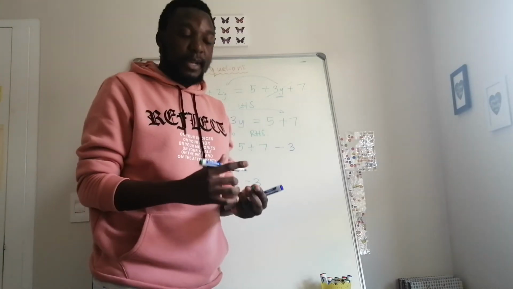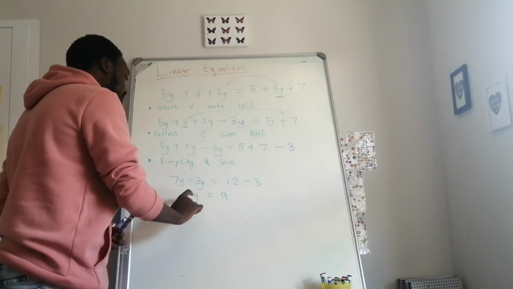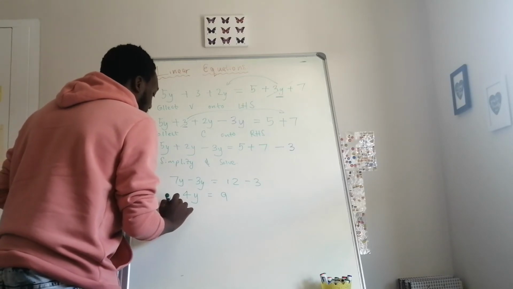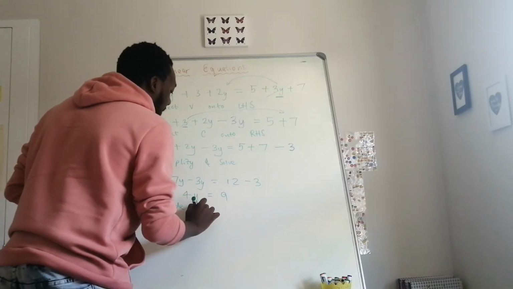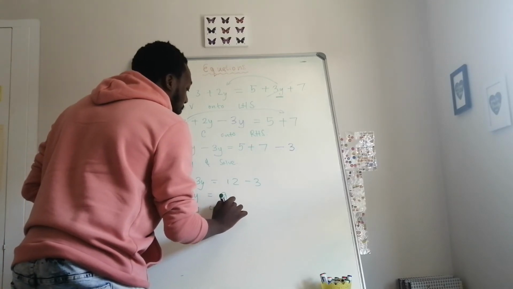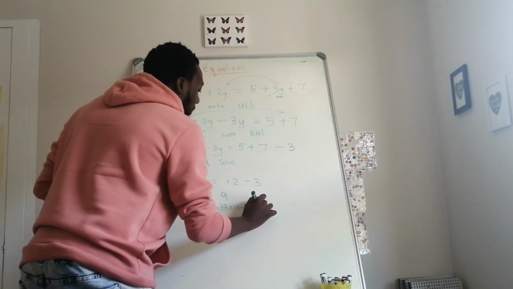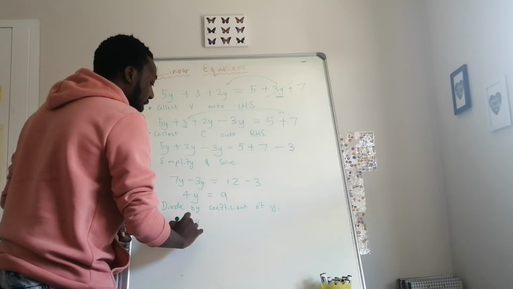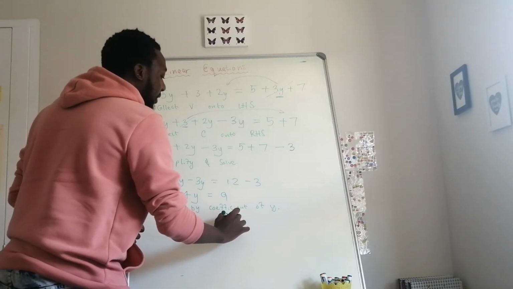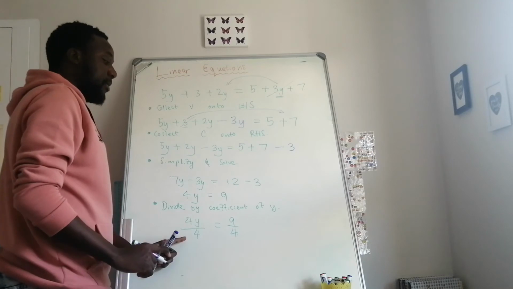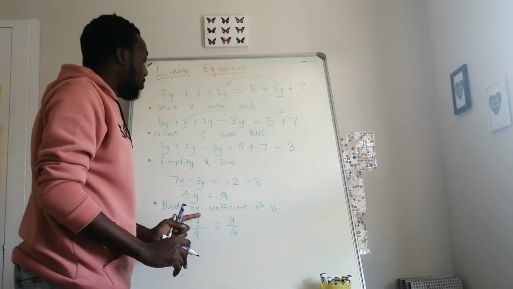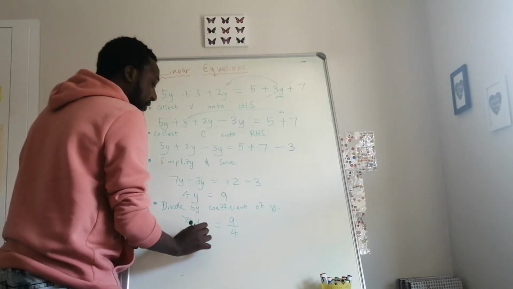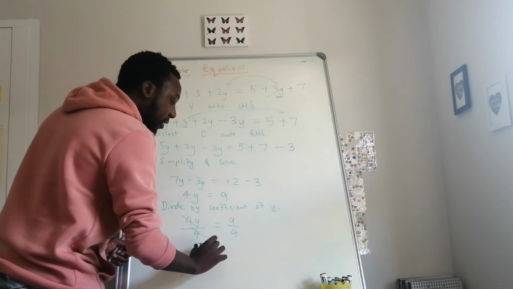What is the final step now? The final step is you have to divide by the coefficient of y. So the coefficient of y here is 4. So say 4y divided by 4, 9 divided by 4. Remember, guys, I divide both sides by 4. I don't just divide my left hand side, but I divide both sides. So this 4 and that 4 cancel. I have y.